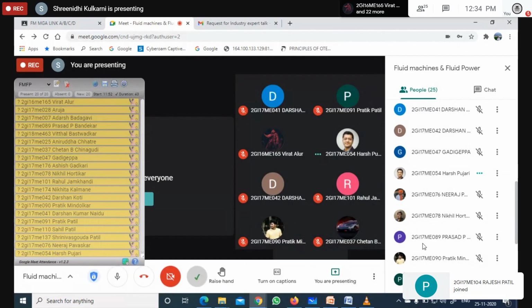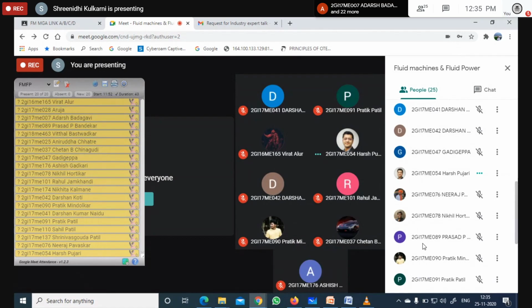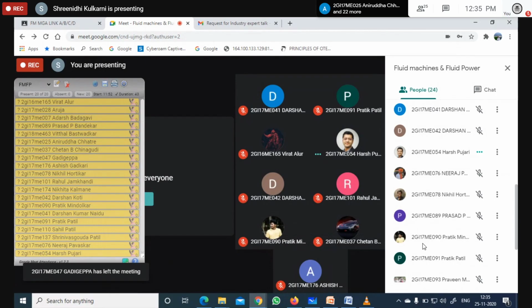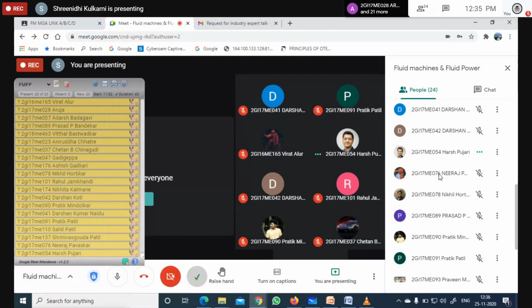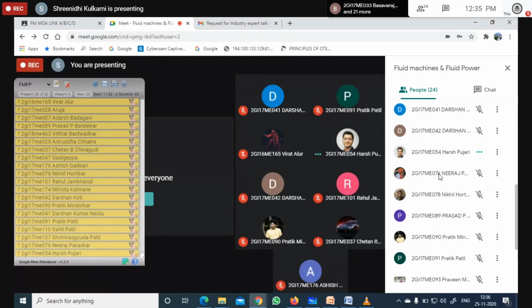Do you remember the formula for head loss due to friction? Whether you know or you don't know. Delta H is equal to FLV square divided by 2gD. Okay, right.